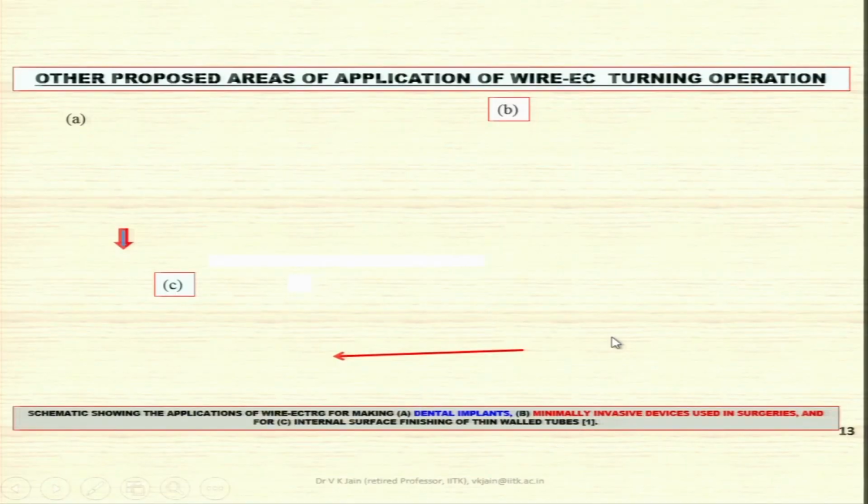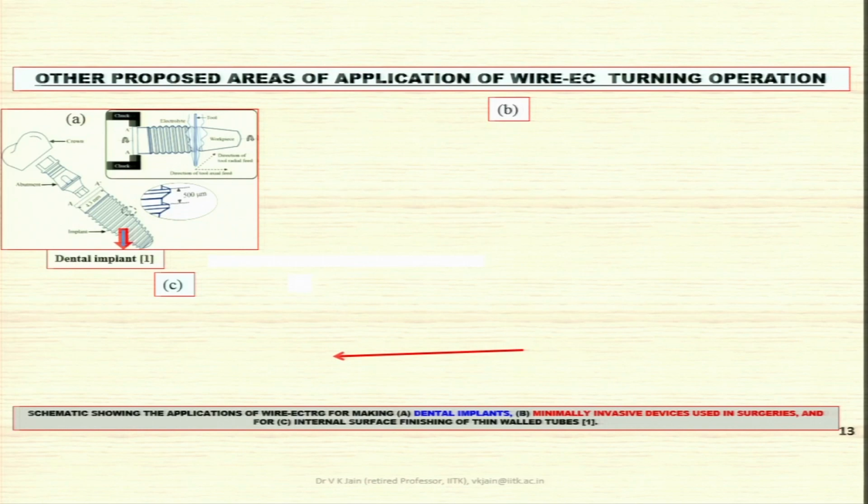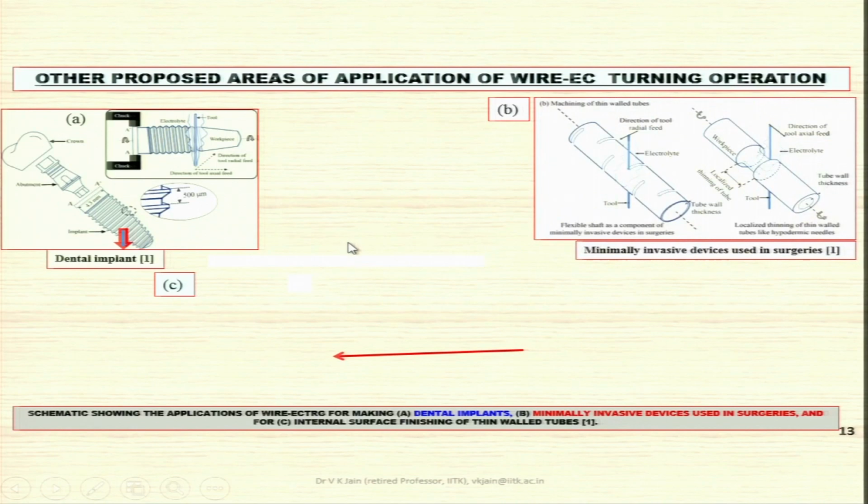Then other proposed areas of application of wire EC turning operation, because all kinds of operations or possibilities have not been explored using wire electrochemical micromachining. Some of the areas have been proposed by Vyom Sharma and Dr. Ram Kumar of IIT Kanpur. I will show you some of them over here. You can clearly see this is dental implants, where you can use this particular process for making these threads, and even for finishing the implants.